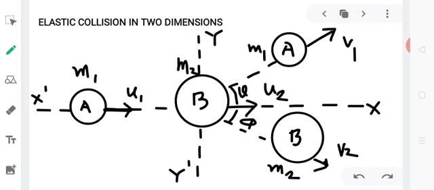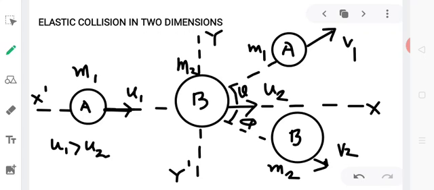Let's straight away get to the topic of discussion for today, elastic collision in two dimensions. Let us consider two perfectly elastic bodies A and B of masses m1 and m2 moving along the same straight line, say the x-axis, with velocities u1 and u2 respectively. If body A is moving with a velocity greater than that of B, that is, if u1 is greater than u2, then the two bodies will collide.